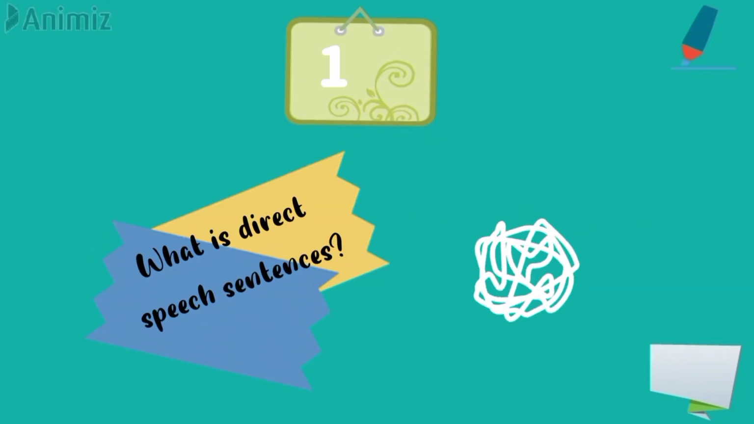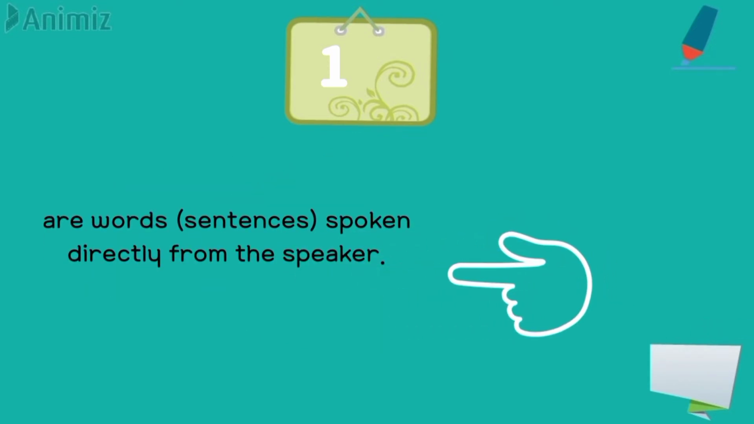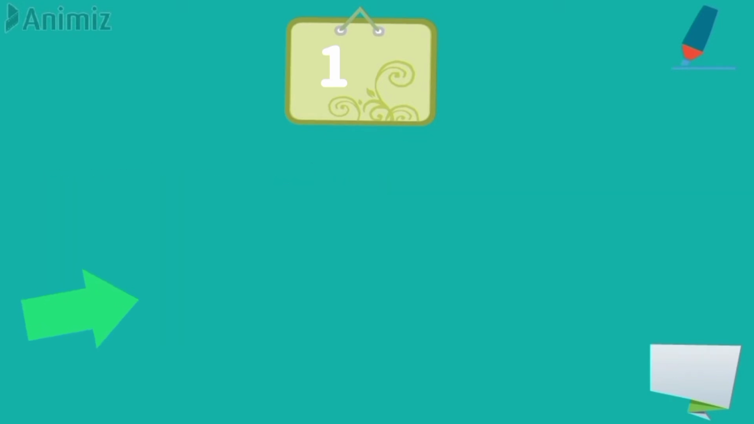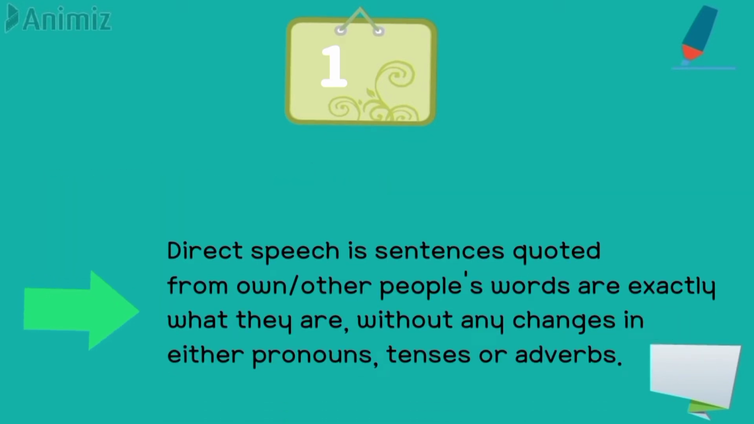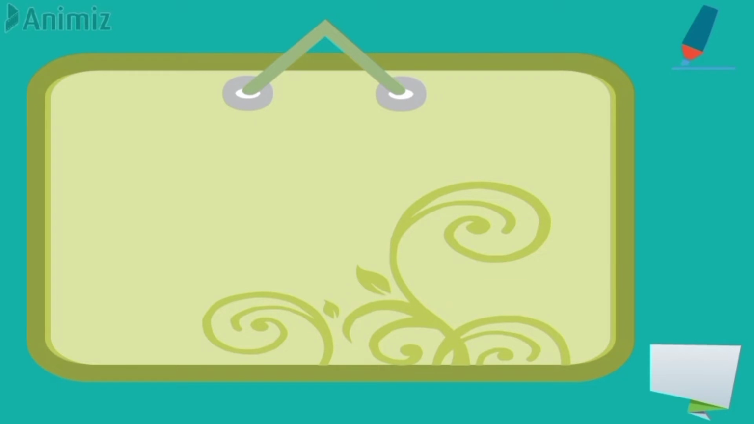What is direct speech? Direct speech is words or a sentence spoken directly from the speaker. Another explanation is direct speech is a sentence quoted from one or other people's words exactly as they are, without any changes in either pronouns, tenses, or adverbs. Well, everyone, these are the characteristics of a direct speech sentence.